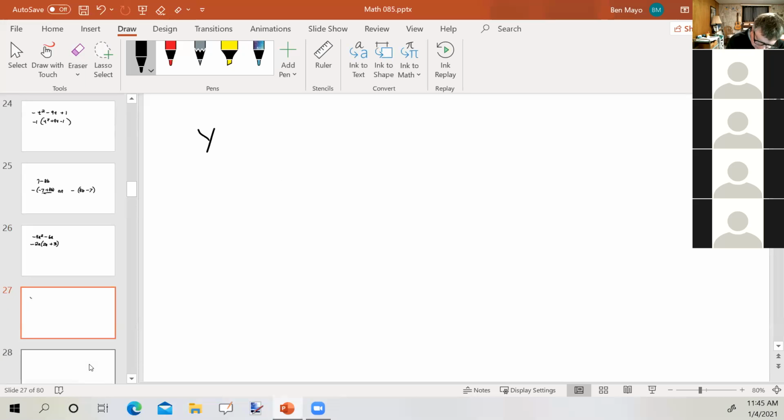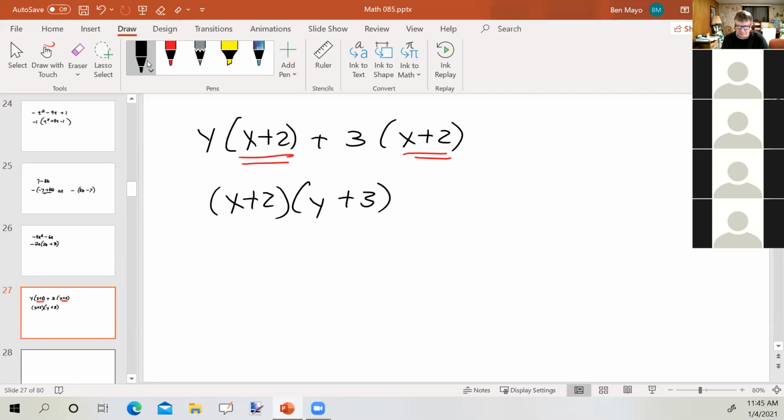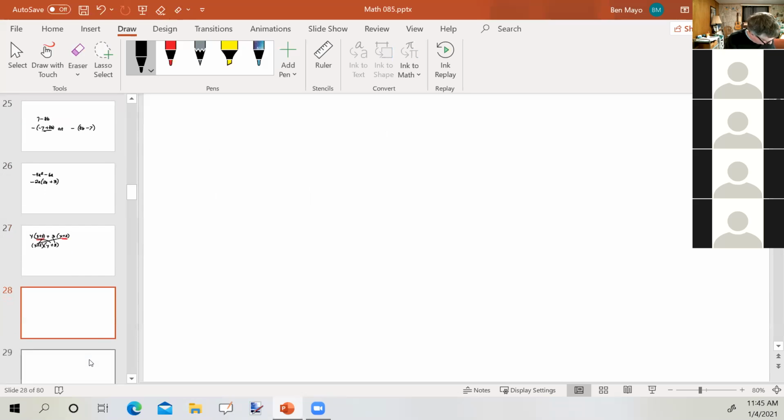This again says factor. We've got y times x plus 2 plus 3 times x plus 2. The greatest common factor would be the x plus 2. So I'm going to factor out the x plus 2, but what I've got left is y plus 3. Any questions on what I did there? Again, this was taken out and then this was left over.